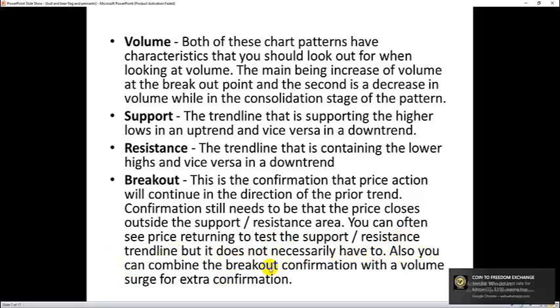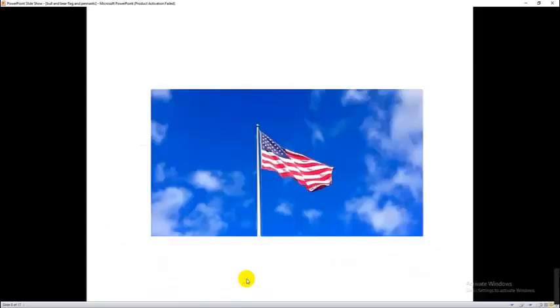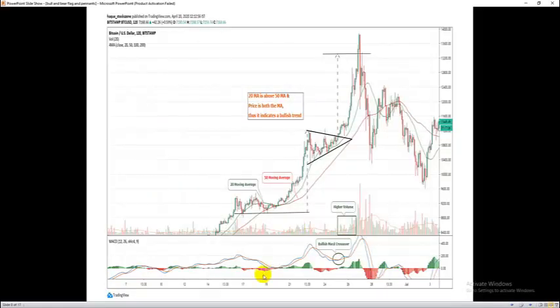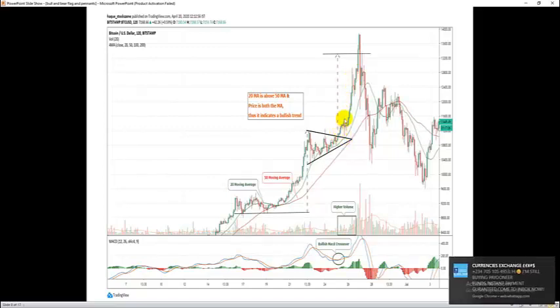Also, you can combine the breakout confirmation with a volume surge for extra confirmation. Now let's look at this chart to use and explain that. There was a confirmation of breakout here. It moved. Most times it will just move straight up without coming to test this support again. But you see what happened here? It got here, it did a very sharp decline.